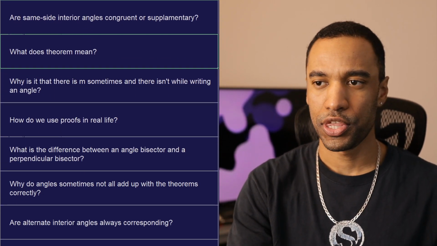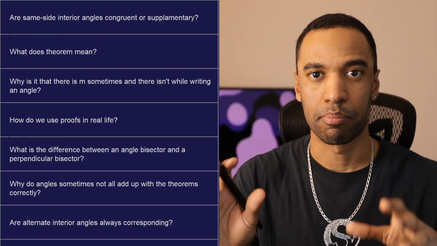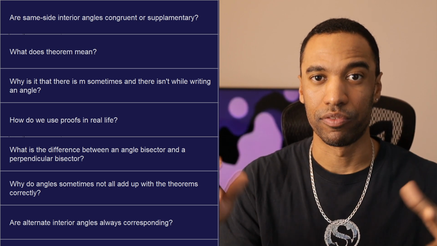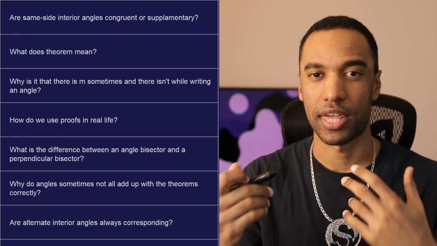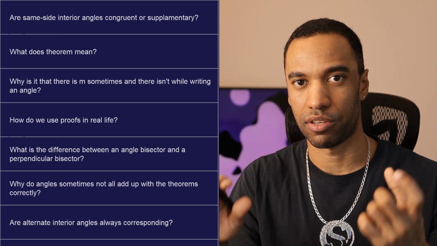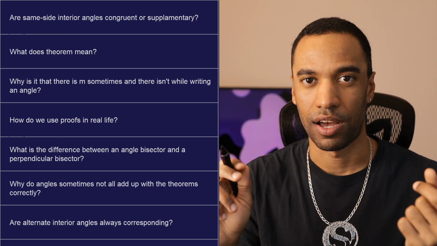Okay, what does theorem mean? A theorem is a true statement that can be proved. And not just that it can be proved, it has been proved. So the Pythagorean theorem, there is a proof that the sum of the squares of the two legs of a right triangle equals the square of the hypotenuse.